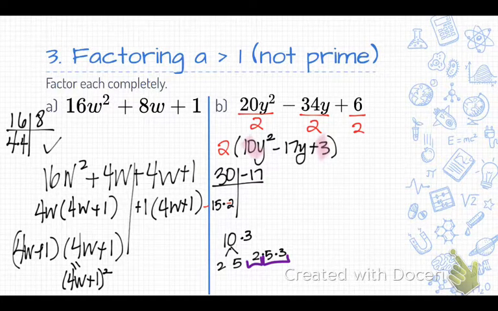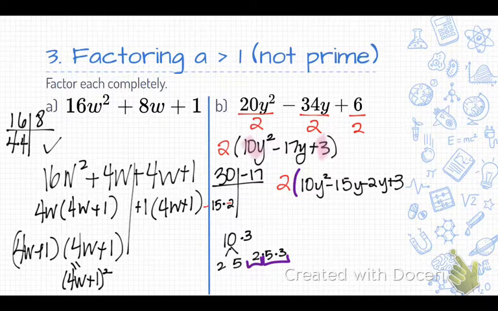So that means that I have still my 2 from the beginning. It's going to follow me through the whole problem. Then I have 10y squared minus 15y minus 2y plus 3. Is that okay so far? And now from here, we're just going to finish factoring. So I have 5y times 2y minus 3.